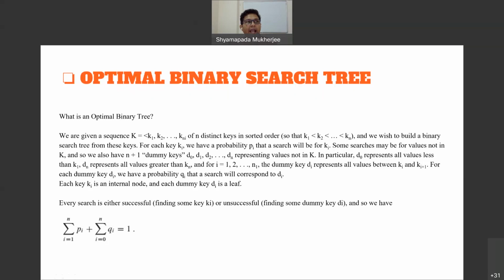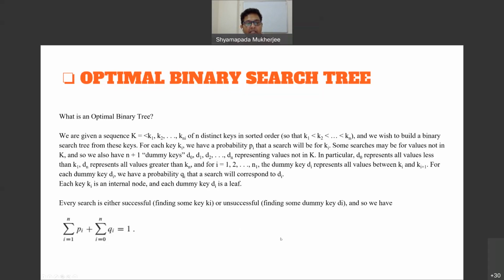Along with that, each key is associated with a probability of searching for that particular key Ki. So Pi denotes the probability associated with key Ki, the probability of searching for key Ki, and D0 denotes the probability of an unsuccessful search for a term that is less than K1. Similarly, D1 is an unsuccessful search for a term greater than K1 but less than K2. So all these keys and dummy keys are associated with probabilities of searching, whether successful or unsuccessful. Di is associated with the probability Qi.